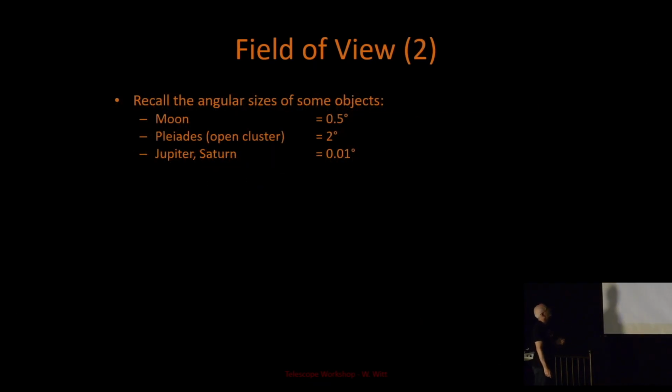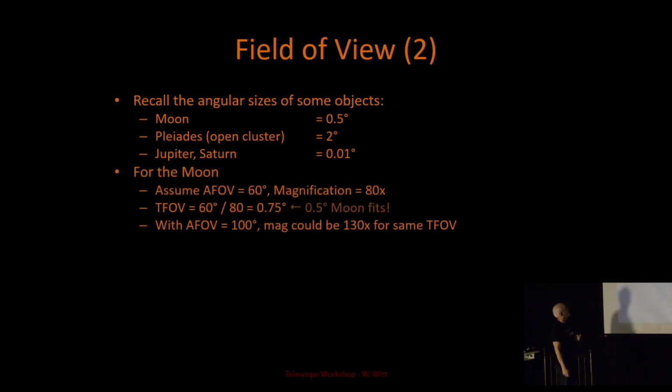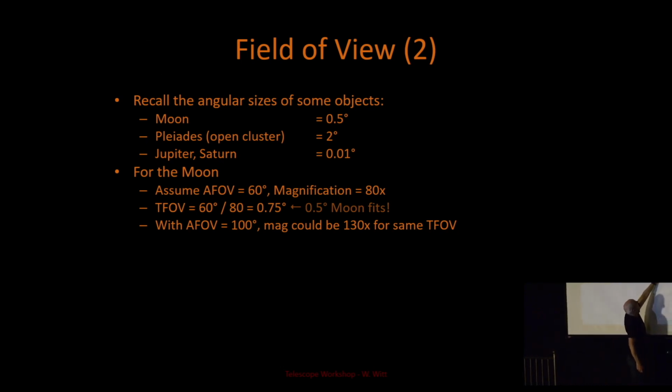A couple examples. So recall angular sizes of some objects, right? We said the moon is like half a degree of sky. The Pleiades, we said like 2 degrees, right? Pretty big. And planets tend to be tiny, really small angular size in the sky. So if we want to look at the moon, and let's say we have an eyepiece with an apparent field of view of 60 degrees, our magnification is 80.